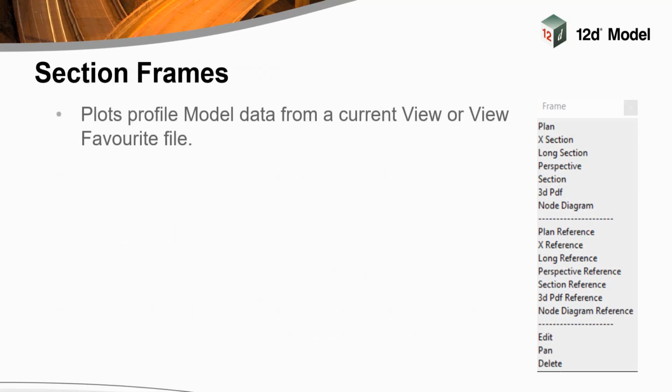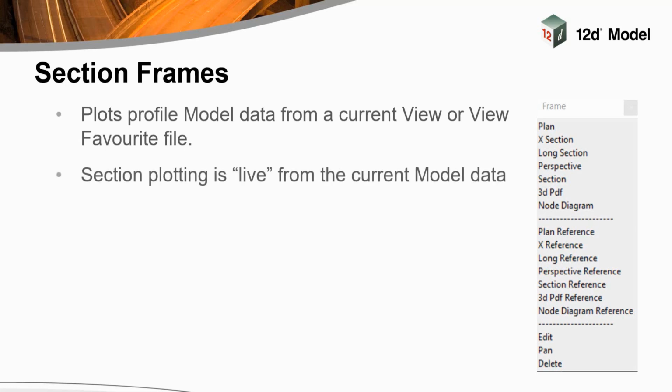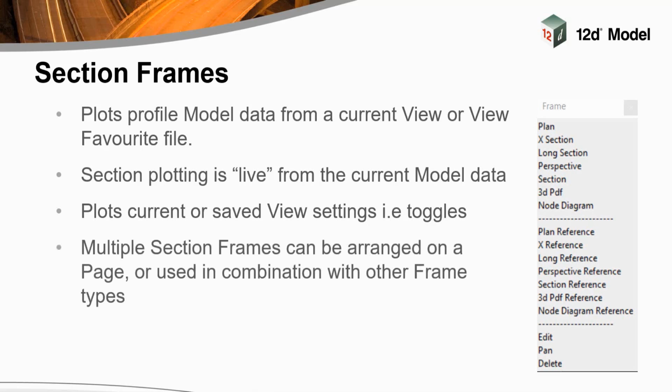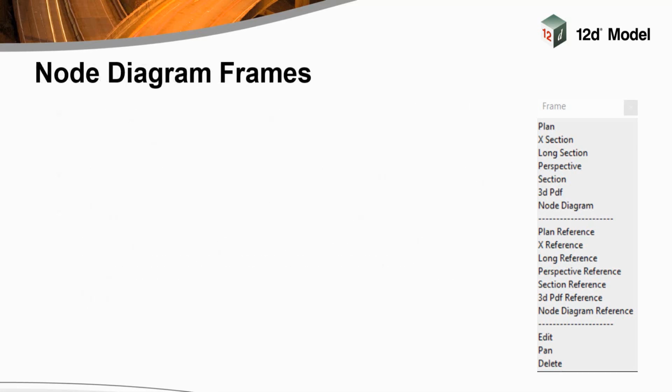Next up is section frames. This plots 12D model data from a section view or a section view favorite file. The section plotting is live from the current model data. It plots current or saved view settings, i.e. what was toggled on and the settings for those toggles. Multiple section frames can be arranged on a page or used in combination with other frame types.